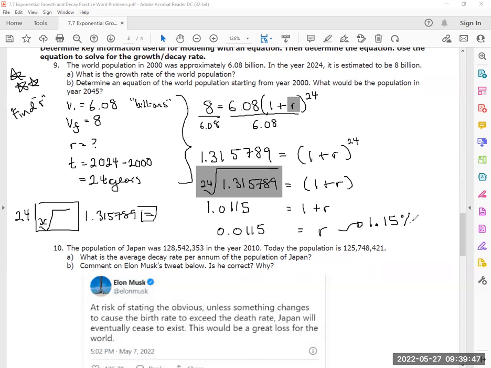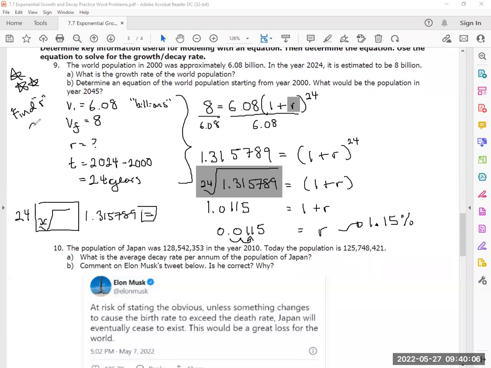1.15%, basically, right? Because percent means divided by 100. The opposite is you multiply by 100 and you get out your percent. So that's the growth rate. So if that's the growth rate, what's my overall equation?